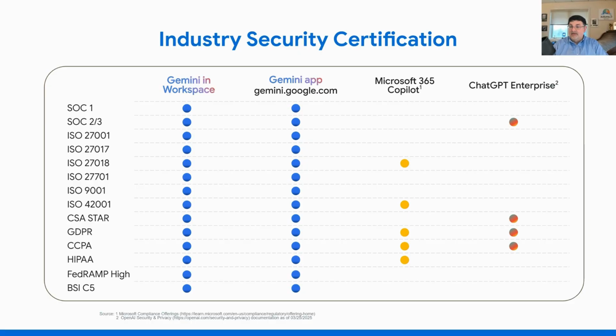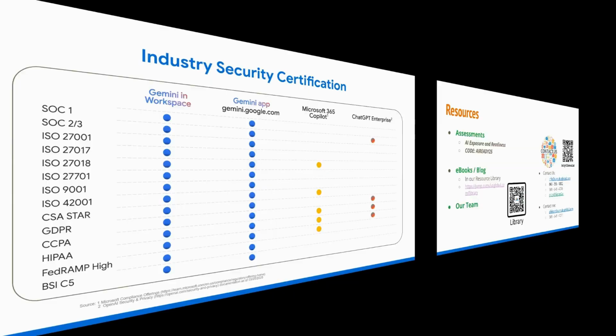The key is you want to make sure that the AI tools you're using, not just Gemini within your Google Workspace environment, but any third-party tools you integrate or subscribe to, meet the industry security certifications that you need for your line of business, or that your customers need you to adhere to for their line of business.